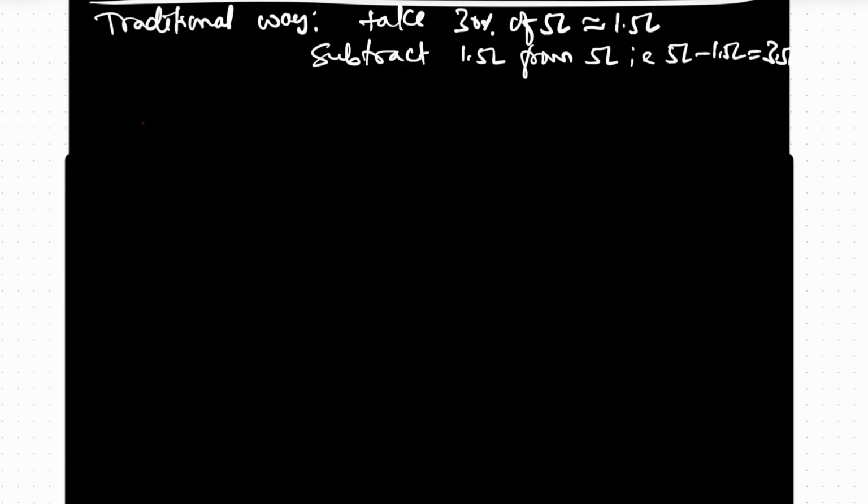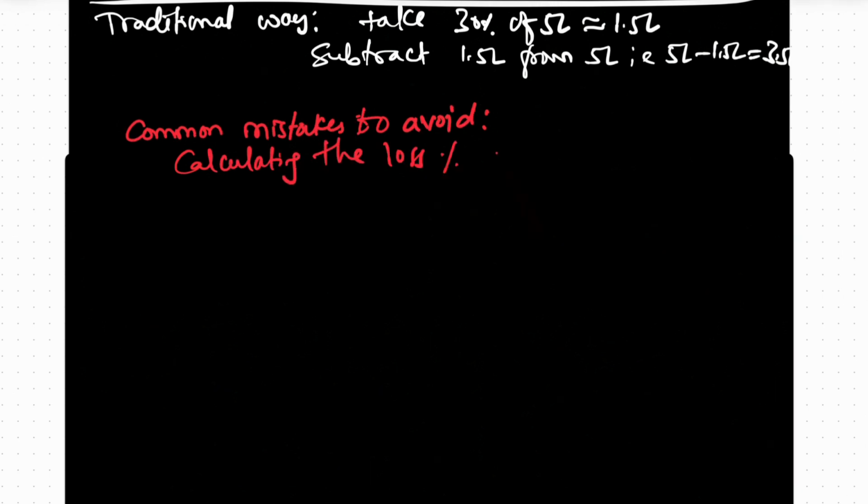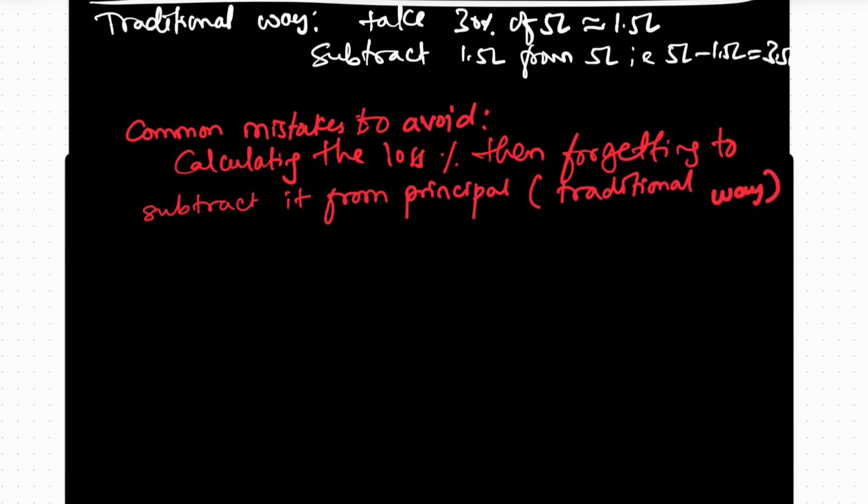Common mistakes to avoid are calculating the loss percentage, then forgetting to subtract it from principal. This is applicable in the traditional way, where once you calculate 1.5 lakhs, you say it is 1.5 lakhs, but then for the final value you need to subtract it. So that is a common mistake people make.